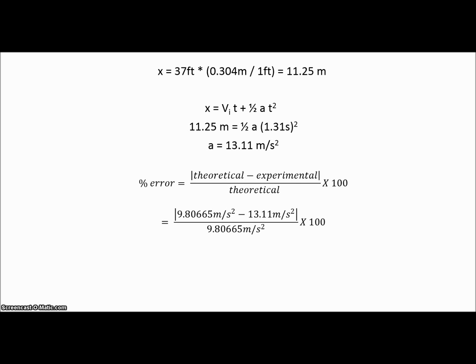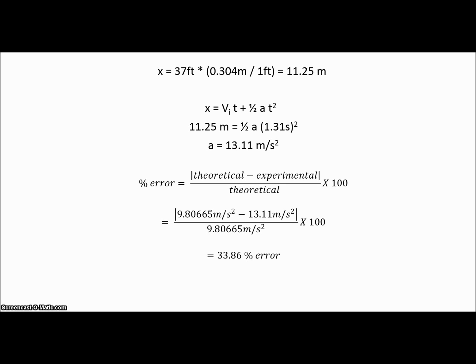Then you calculate the percent error using the accepted value of g, and in this case we got a 33.86% error. One source of error in this lab was the fact that it was difficult to tell exactly when the ball was being dropped and exactly when the ball hit the ground. The reaction time could have caused the timer to not be stopped exactly when the ball hit the ground.